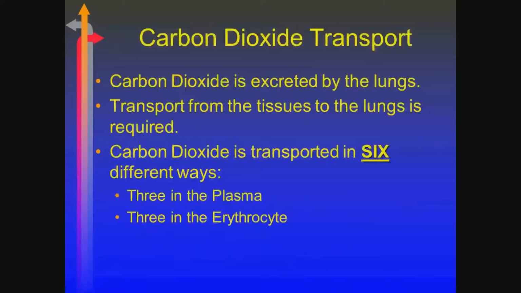CO2, we know, is primarily excreted by the lungs. We're not frogs. We're not small single-celled entities that can just release it through their membranes. We have to go through this complex mechanism of transporting it from the tissues back to the lungs to be excreted. There are 6 ways in which carbon dioxide is transported. 3 of those 6 are within the plasma, 3 of those 6 are within the erythrocyte, and yes, we will know all 6.